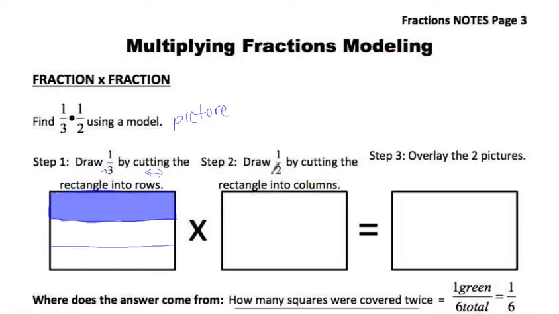Now the next thing, it says draw 1/2 by cutting the rectangle into columns. Well, columns stand up and down. You can think of those Greek buildings. You see a lot of columns on the front. And I'm going to cut it into 2. So I'm just going to cut it in half. That was a bad half. Let's try that again. That's a little better. Okay, so then I want you to get out your yellow, and we'll highlight one column yellow.